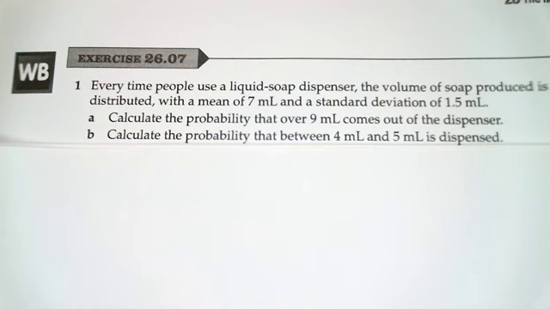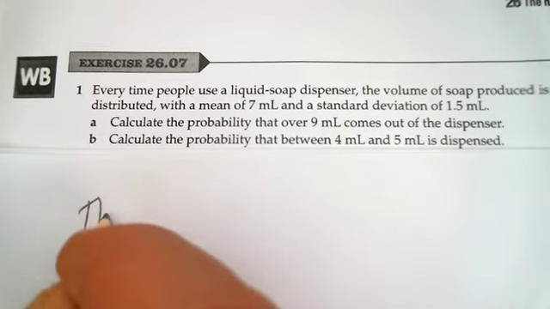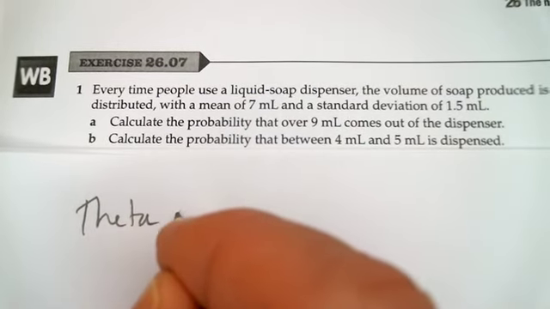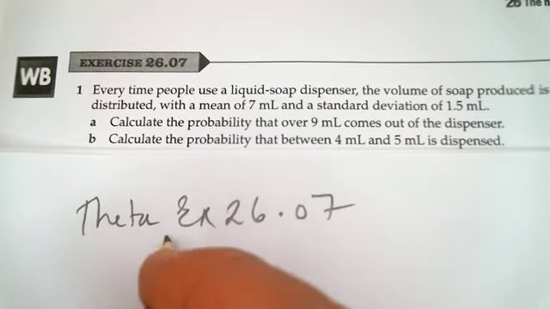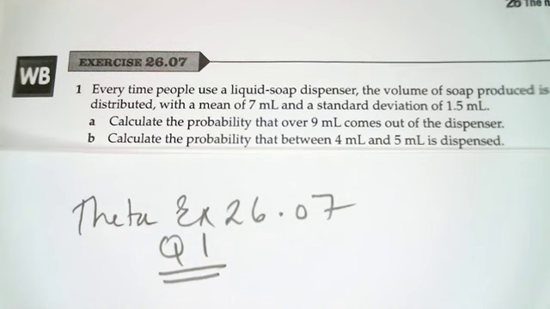I've been asked to have a look at exercise 26.07. So that's from the theta probability section. So, theta exercise 26.07 and question 1, A and B.